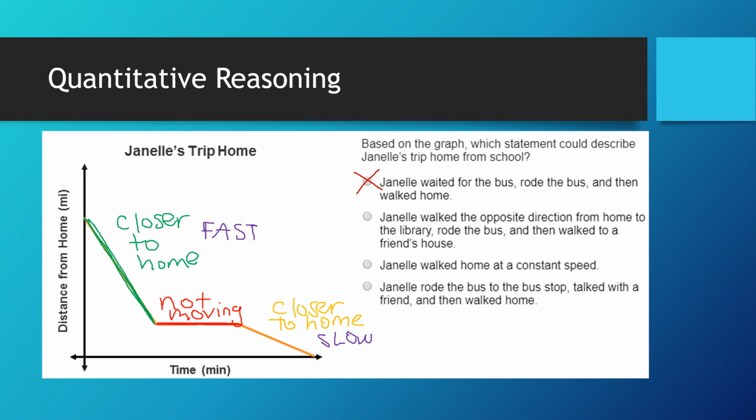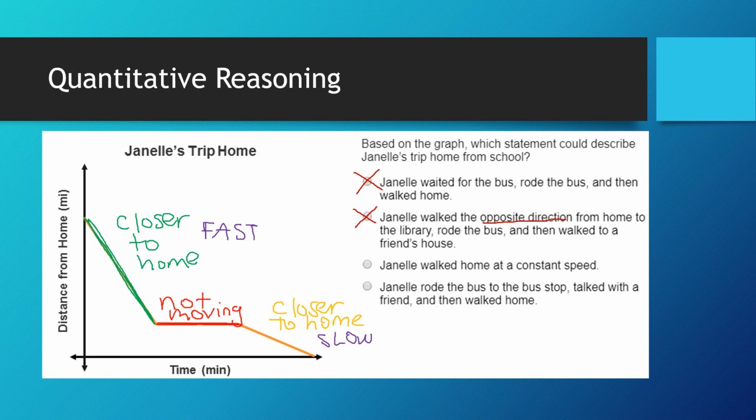The second option, Janelle walked the opposite direction from home to the library, rode the bus, and then walked to a friend's house. Well, if she walks the opposite direction from home, that means her distance from home would be getting greater. She'd be getting further away from home. And that's not what we said with that green piece. We said at first she's getting closer to her house. She's not walking away from it. So right off, just from that very first bit right there, the opposite direction, that tells us that that one's incorrect. I don't even really have to read the rest of it.